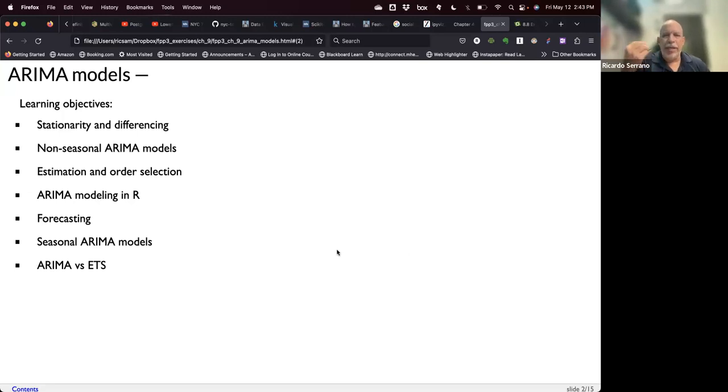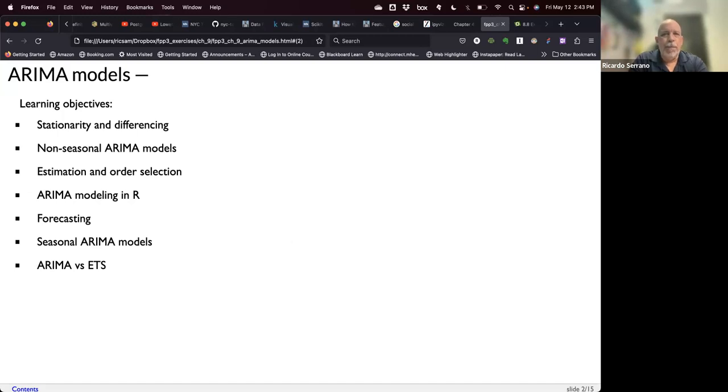Then there's a chapter on estimation and order selection, and we're going to talk about that. Those are the parameters of ARIMA. Then ARIMA modeling in R, forecasting, and we'll also discuss seasonal ARIMA models, because there is an addition to the ARIMA model, which is SARIMA, which combines the ARIMA model with seasonal models. In other words, we don't have to do the differencing for the seasonal. And then at the end, we compare ARIMA with ETS, which we already discussed.